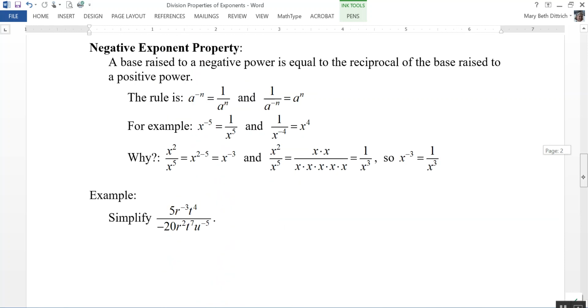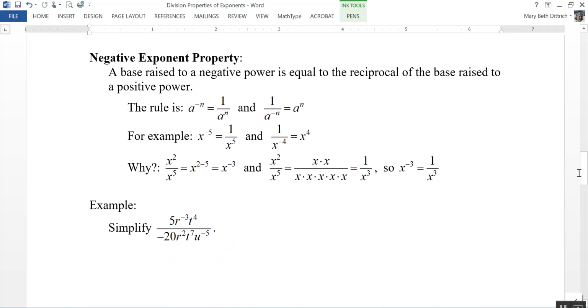And the last property we're going to take a look at here is called the negative exponent property. A base raised to a negative power is equal to the reciprocal of the base raised to a positive power. Okay, that's a little confusing. Let's take a look at the rules. So a raised to the power of a negative n is equal to 1 over a to the positive n, and 1 over a to the negative n is equal to a to the positive n.